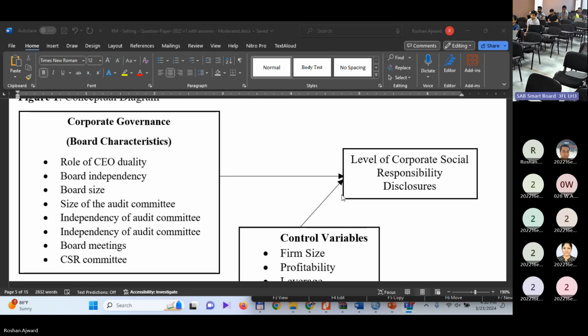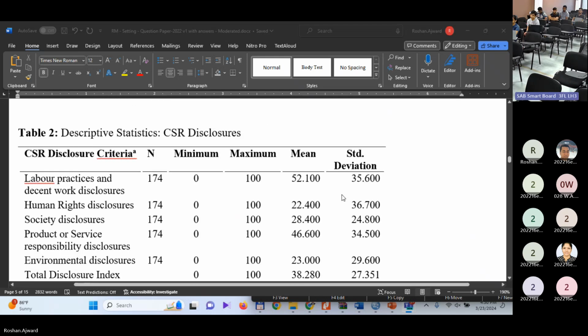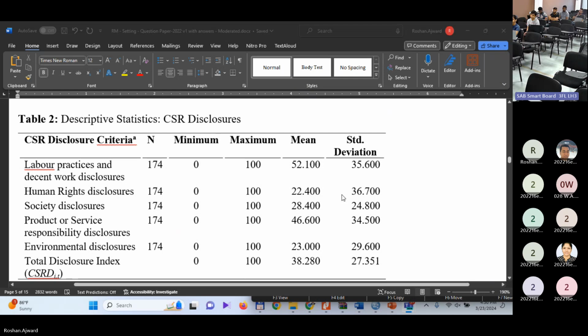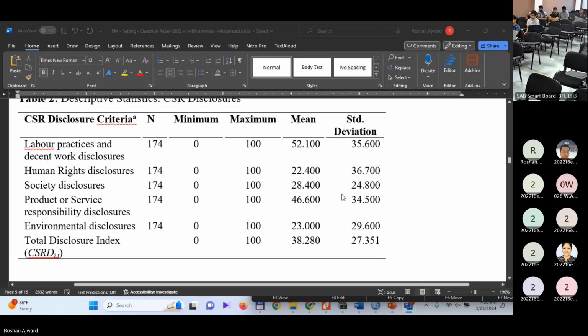So what are these independent variables? The corporate governance variables are independent. Then you have the dependent variable, the level of CSR disclosure. You say better governance leads to better corporate CSR disclosure. Then you have some control variables as well. Okay. And descriptive statistics has been given for the CSR disclosures.